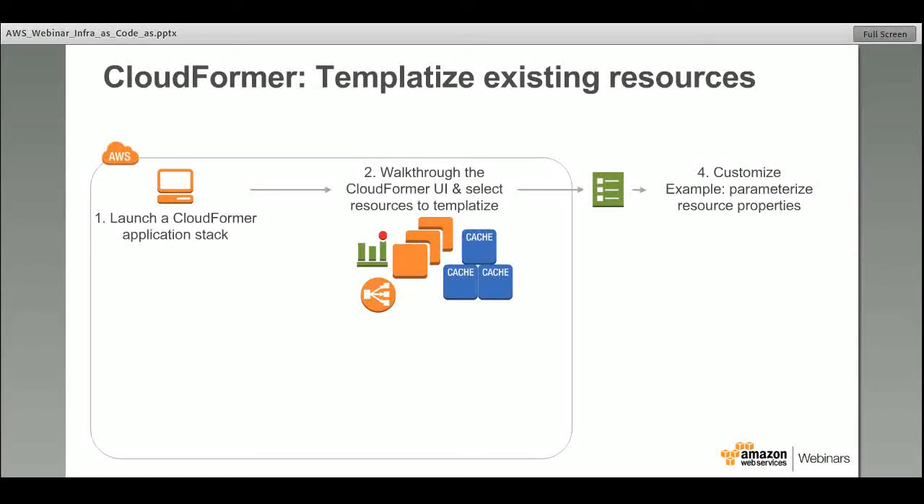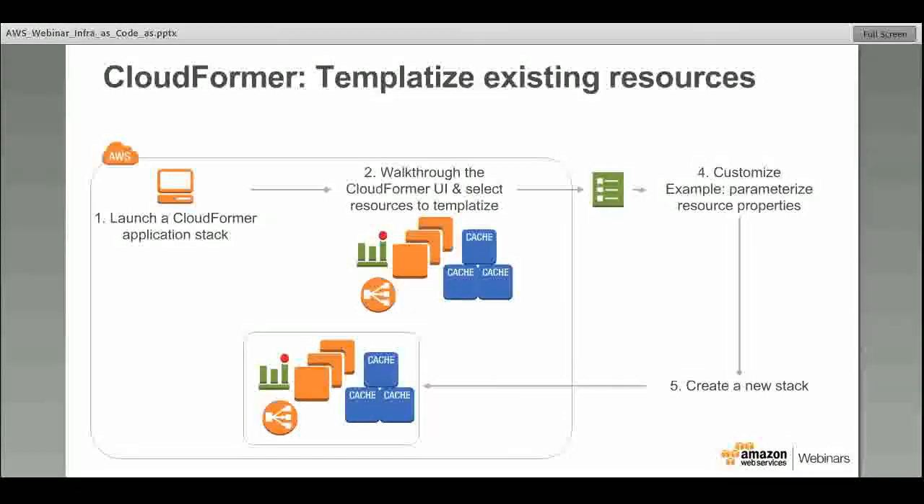For example, if you're parameterizing an auto-scaling group, the template that CloudFormer will produce will have the instance type hard-coded, and you might want to parameterize it so that you can use any instance type with that template. And once you have that template, then you can go back and create any number of stacks from the template that was generated by CloudFormer and customized by you.